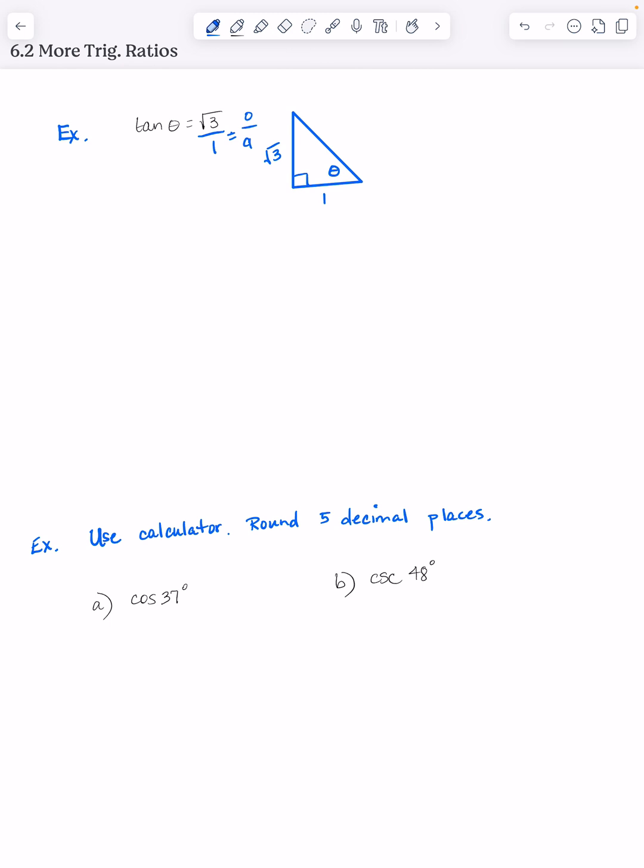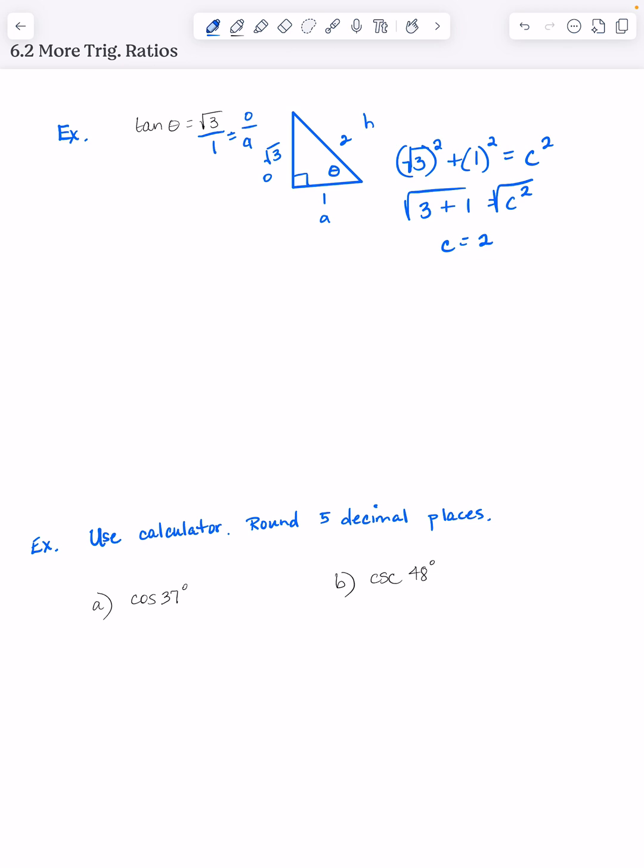So I know that a squared plus b squared equals c squared, or the square root of 3 squared plus 1 squared is going to equal that hypotenuse squared. When I square the square root of 3, that gives me 3, plus 1 squared is 1, equals c squared. So in this case, when I take the square root of both sides, I know that C is 2. Alright, so I've got all the information I need. I've got my opposite, my adjacent, and my hypotenuse.